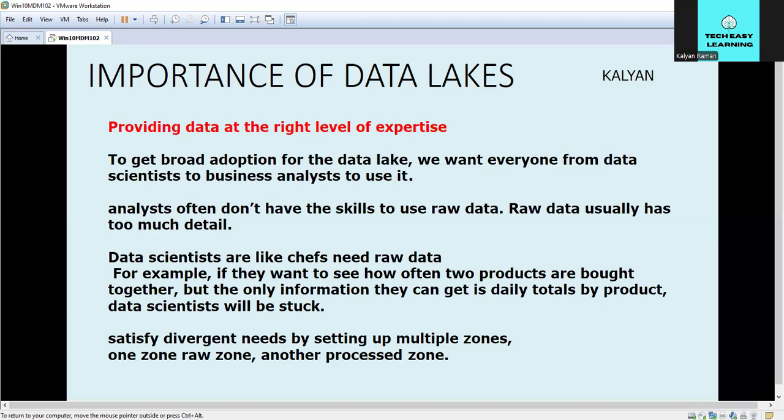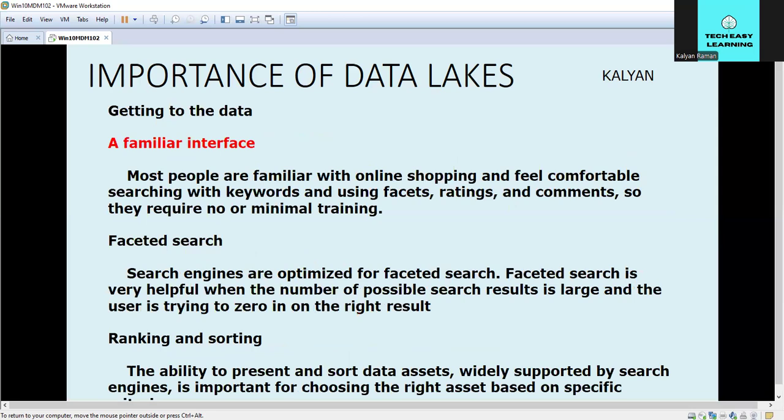So to satisfy the divergent needs of the various people using this data, you have to set up multiple zones in the data lake. One is the raw zone and another is the processed zone. In the raw zone, raw data will be available and data scientists can use it. And another is the processed zone where processed data is available, which will be helpful for the business users.